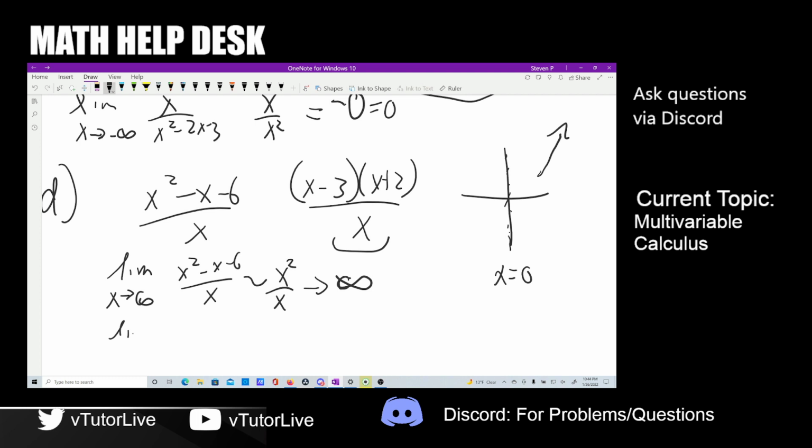But for the limit as x goes to negative infinity, it should be very similar, right? x squared over x. But this time it's negative, so there's a negative infinity that pops out because there's a sign difference. So I think for this problem, the only asymptote is vertical. x is equal to 0.